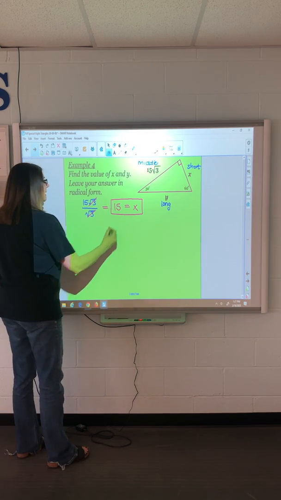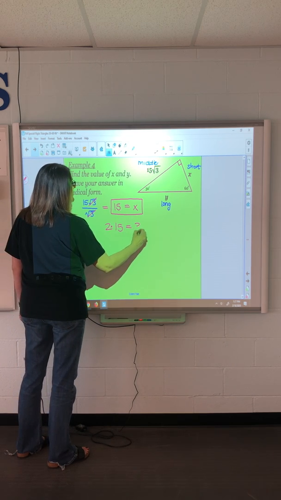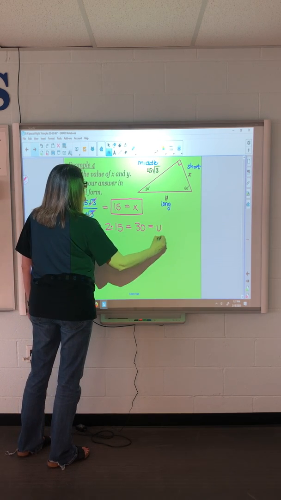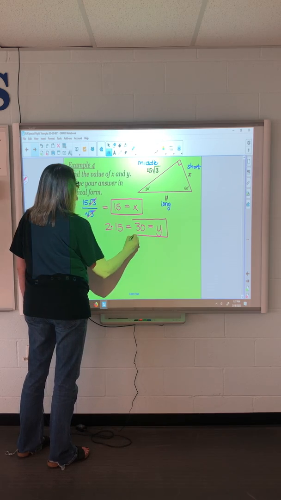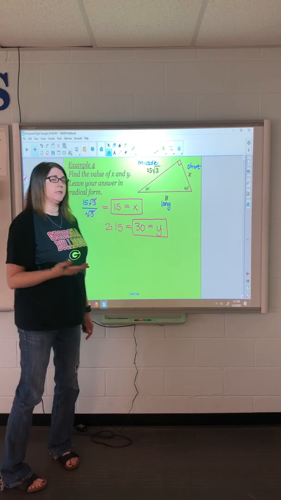So it's gone. Now I get to take my short side, double it to get 30, and that's going to be the answer for our hypotenuse. So it's really nice if you can get rid of those radicals. Makes the process a little bit easier.